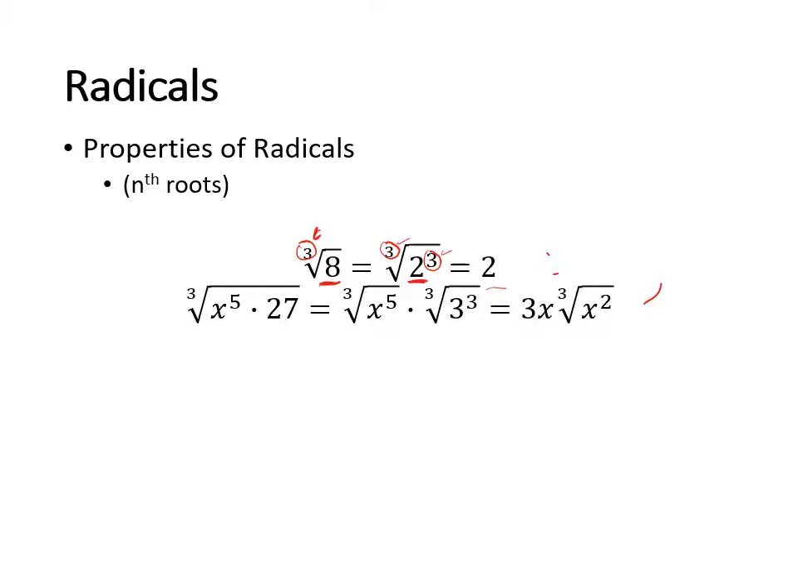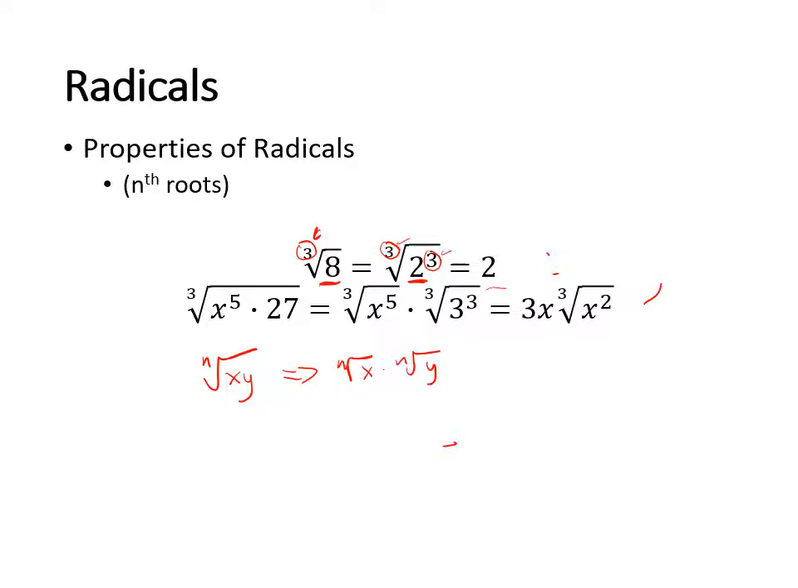But another property of radicals is this: if we had the nth root of xy, that is the same thing as the nth root of x times the nth root of y, as long as x and y are real numbers. Okay, so this is really useful because it'll allow us to separate things that can simplify really easily from things that require a little bit more work.